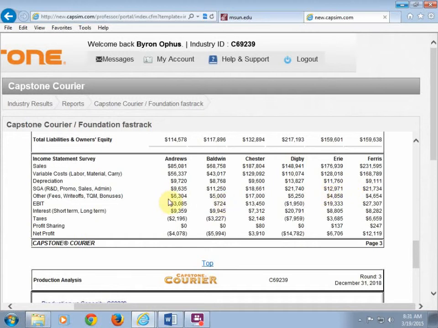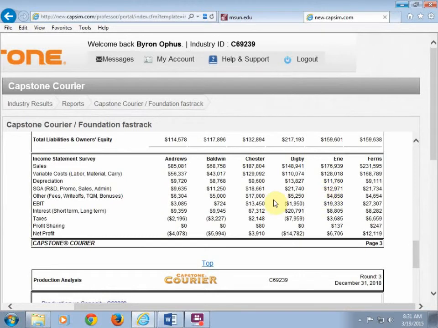Okay, so we got other fees, write-offs, TQM, 6.5. Ooh, look at that. Chester spent $17 million. Remember up above I was saying Chester had the most sales, and they had a pretty good contribution margin and decent SG&A, and yet Erie passed them in terms of profit. Erie only had $4.8 million here in terms of TQM. Chester $17 million, and that's a cash expense. Okay. So they went from Chester having far more profit to Erie passing them by a little bit.